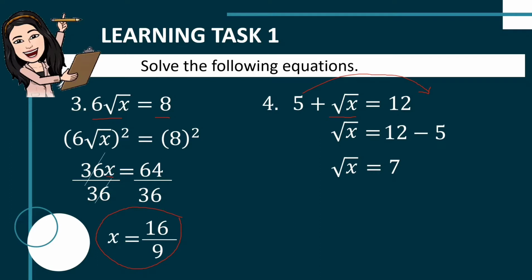Next, since naka-isolate na, so therefore, what is the index of our radical expression? Okay, we have 2. So therefore, we will raise them to the power of 2. Now, square root of x is equal to x. Very good. How about 7 squared? 7 times 7 is equal to 49. So, therefore, the value of x is equal to 49. Okay? Did you understand? Okay, good.